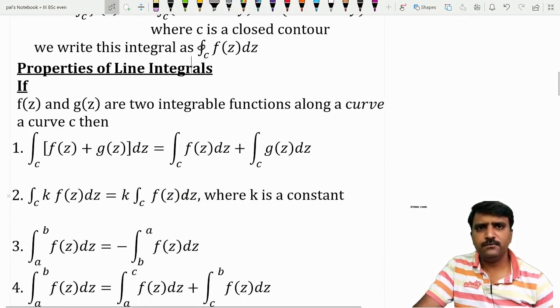Next, properties of line integral. What are the properties satisfied by a line integral? First one: the integration of f of z plus g of z into dz over C can be written as the integration of f of z dz over C plus the integration of g of z dz over C.